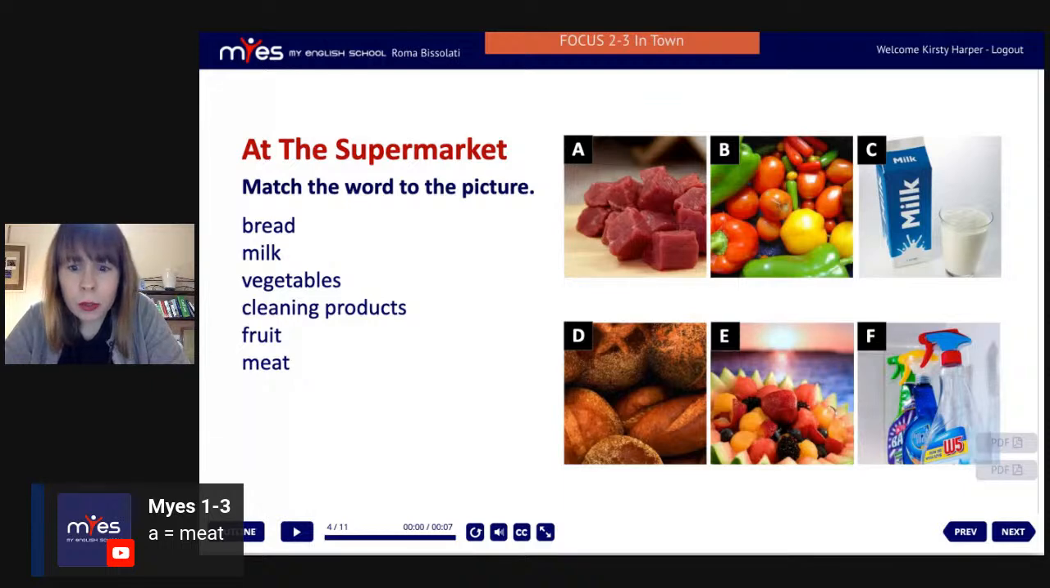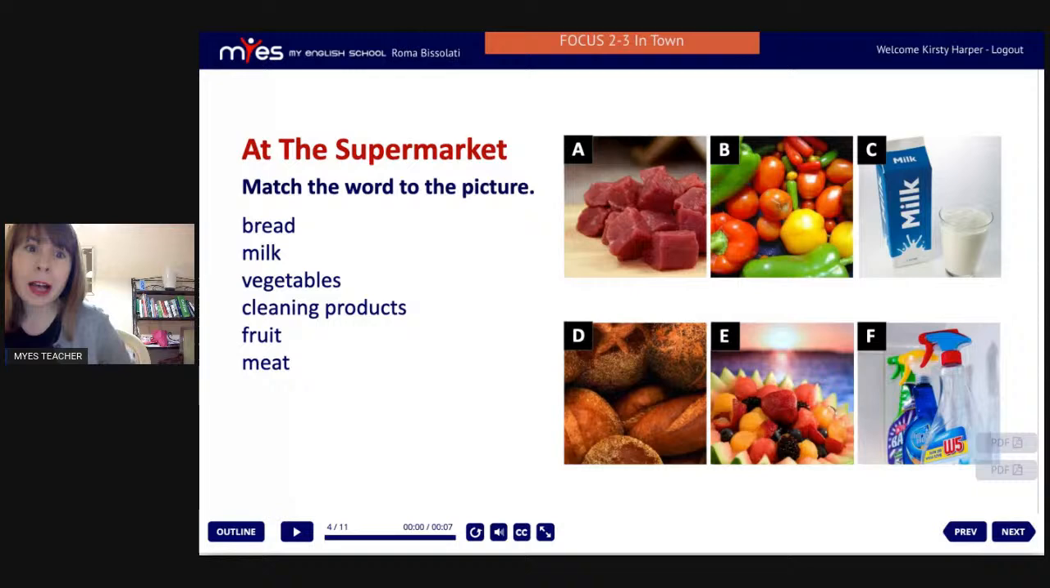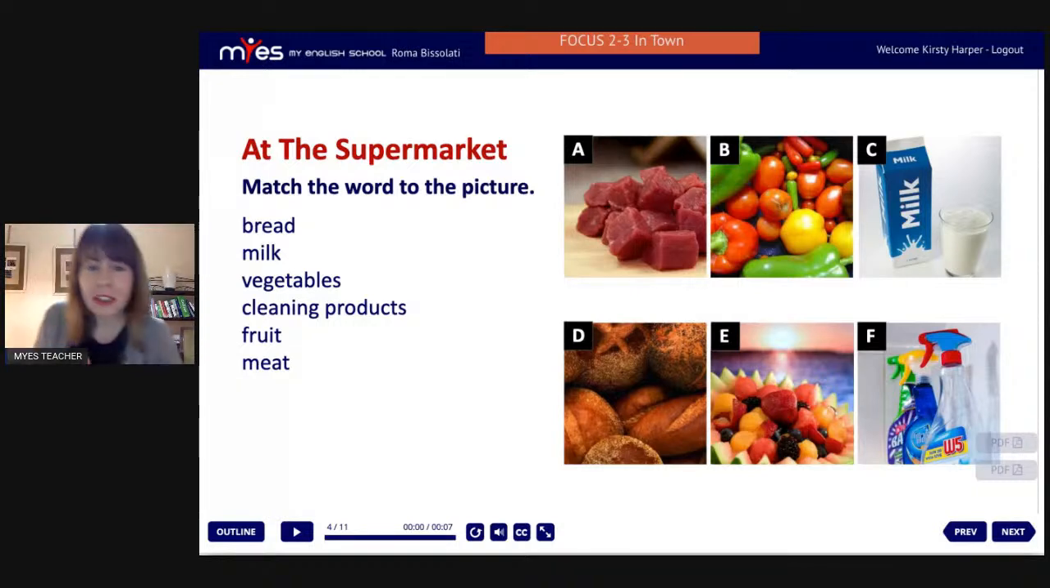Okay, so therefore, what is C? What's C? Yeah, D's bread. Good, well done. C, what's C? You have it on your cereal. Or maybe if you like a cappuccino, instead of a cappuccino, you might have a latte. So, what do you think milk is? Good, well done, awesome.